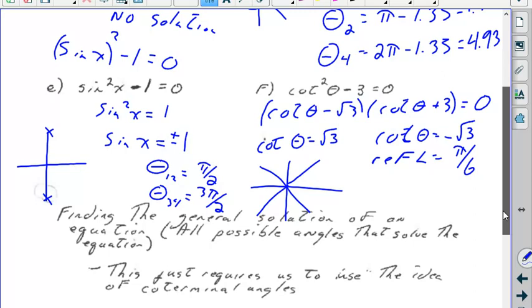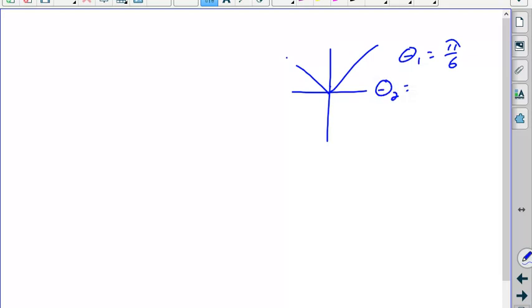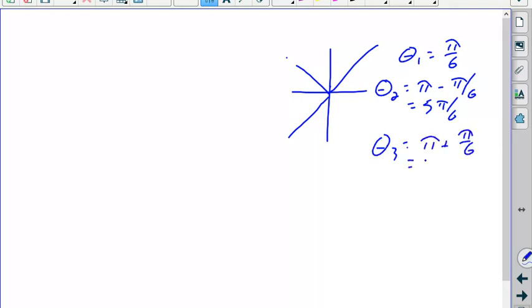I ran out of room. I'm going to just do another page. We have solution in quadrant 1 is pi over 6. Solution in quadrant 2 is pi minus pi over 6. Solution in quadrant 3 is pi plus pi over 6. And your solution in quadrant 4 is 2 pi minus pi over 6, 11 pi over 6.